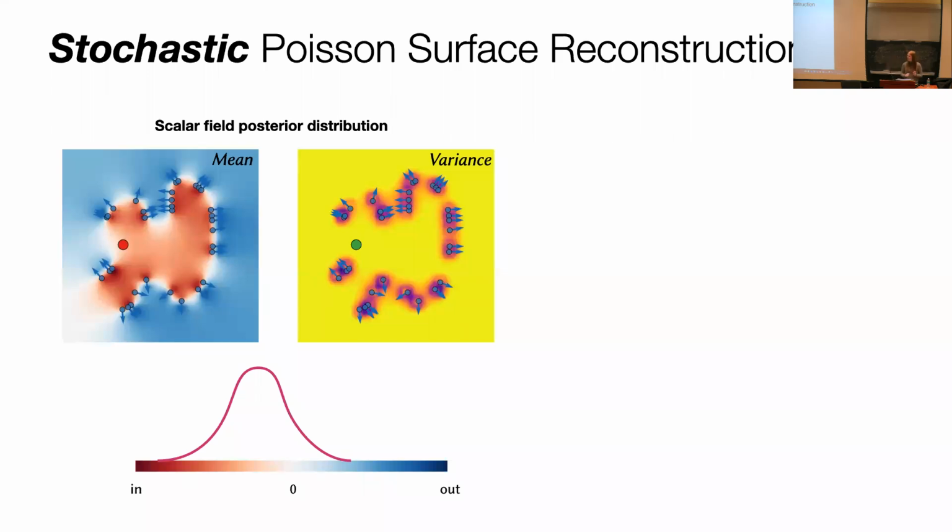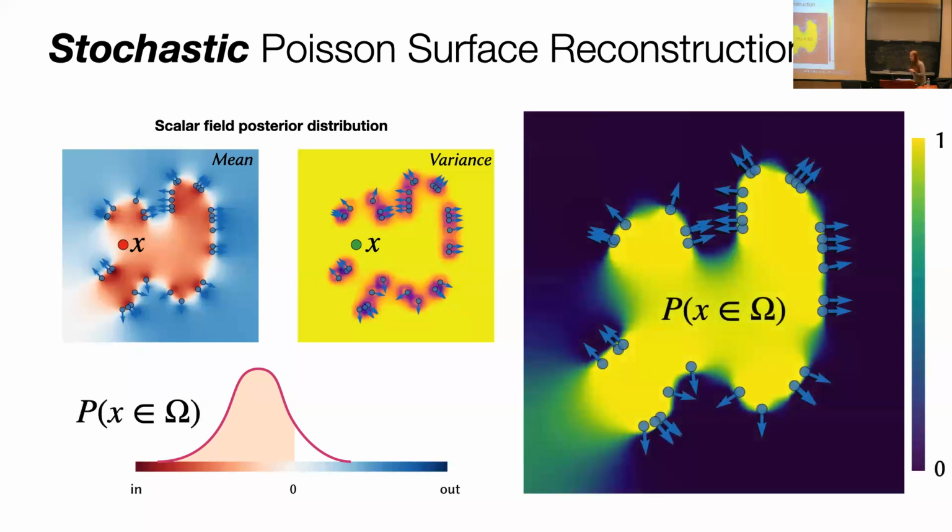This is a very powerful quantity to have, this whole statistical distribution. We can compute many statistical queries on it. So for example, one thing we can do is we can calculate this integral. This integral, since it's a Gaussian, if you've taken a statistics course, can be computed very easily, and it's just the probability of the function being below 0. But this is the Poisson reconstruction scalar field. Being below 0 means being inside the shape. So this is the probability that a point is inside the reconstructed surface. And we can plot it for every point, and it'll look something like this.